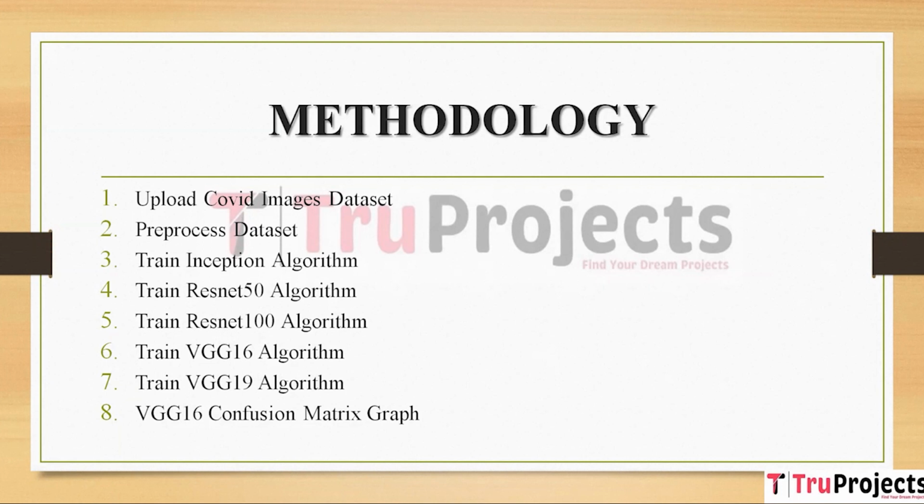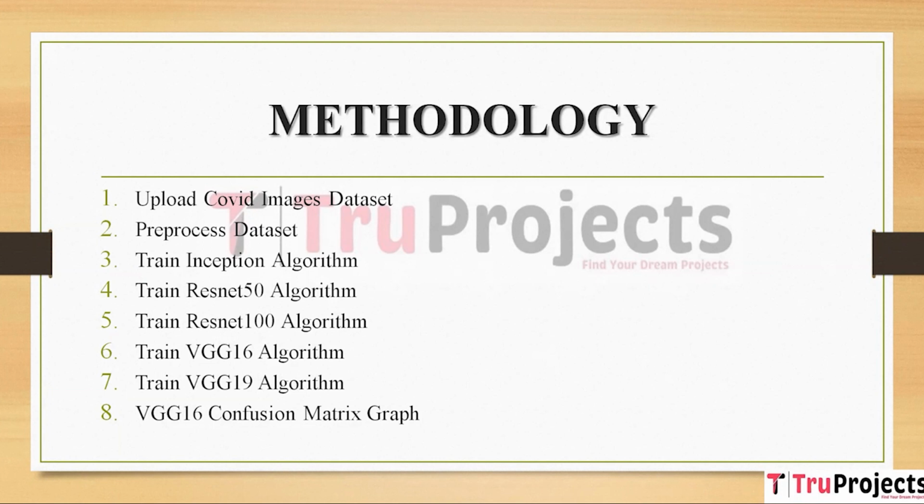Fourth module is Train ResNet 50. Fifth module is Train ResNet 100 algorithm. Sixth module is Train VGG16 algorithm. Seventh module is Train VGG19 algorithm. Similar to training the Inception model, these modules involve training different AI models based on ResNet 50, ResNet 100, VGG16 and VGG19 architectures. Each of these models learns to classify chest X-ray images into COVID-19 positive and negative categories.